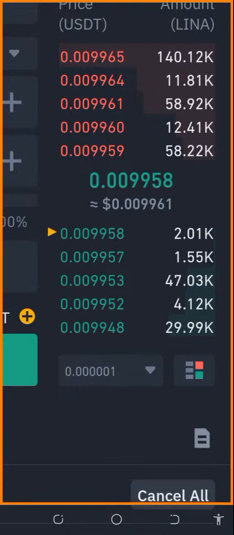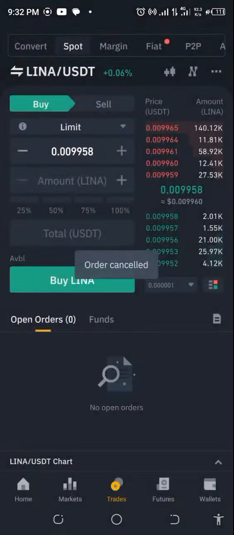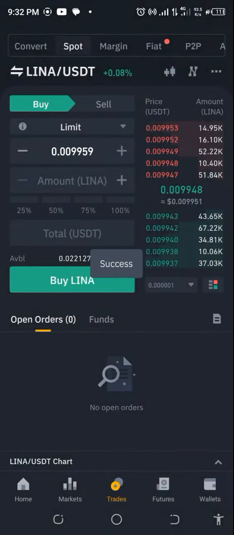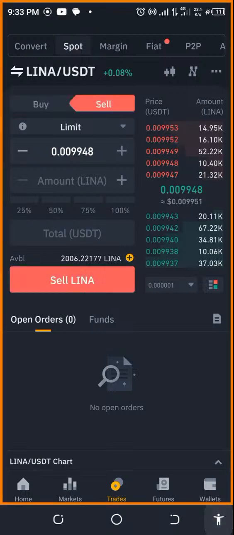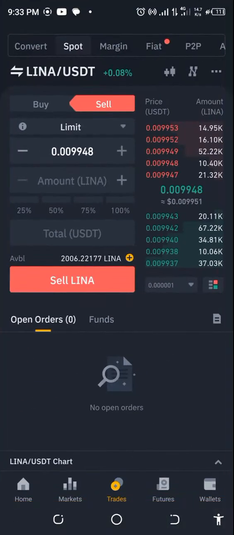Okay, let me try this 9959. Let's try it out one more time. Let's pick up the first red, and then let's go with 100. Okay, if I do that, will it go? Let's see. I think it did. It did. Okay, so you can see how to get your orders sold immediately, right? I picked up the first red and it went. So how many did I get bought? I bought 2006. Okay, don't forget it was 2008, but now because of trading fees, it's taking off 2 cents.